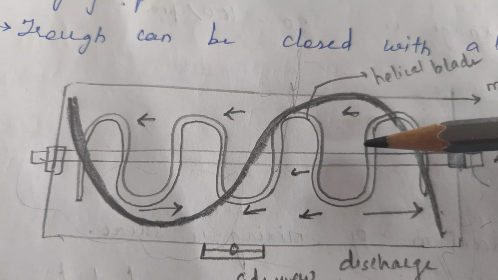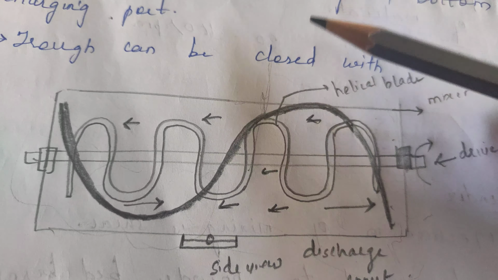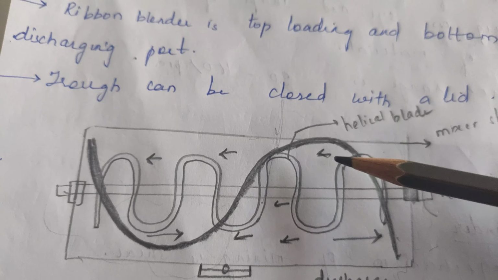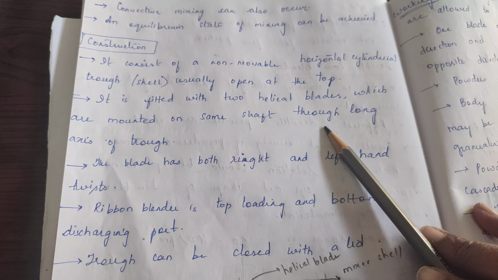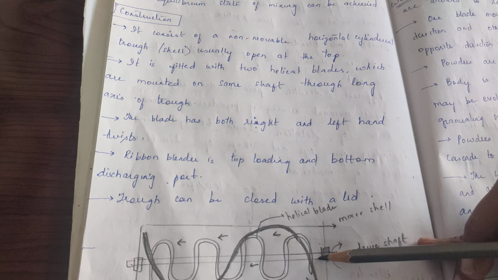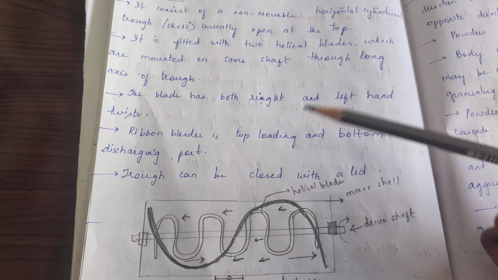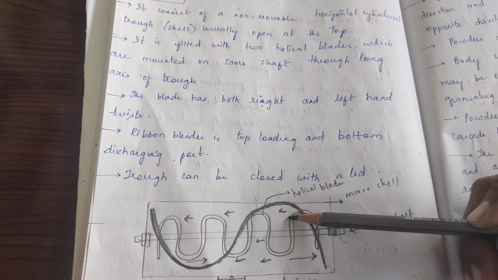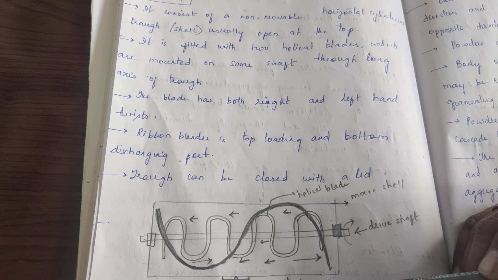So it consists of a non-movable horizontal cylindrical shell, usually open at the top. It is fitted with two helical blades which are mounted on the same shaft through the long axis of the trough. The blades are twisted, one right-handed and one left-handed. Ribbon blender is top loaded with a bottom discharge port. The trough can be closed with a lid.